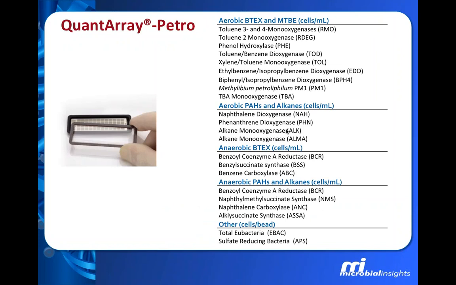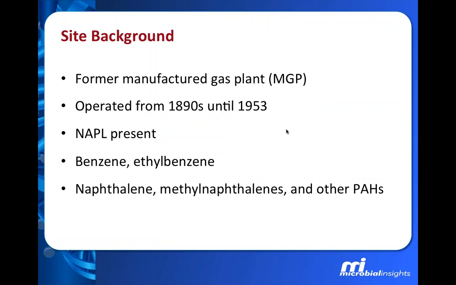Like I mentioned earlier, petroleum products are mixtures of compounds, many of which are biodegraded through multiple aerobic and anaerobic pathways. So in our opinion, QuantArray should always be a leading candidate for evaluating biodegradation at petroleum sites. QuantArray Petro includes quantification of a variety of functional genes responsible for aerobic and anaerobic biodegradation of BTEX, PAHs, and alkanes, and we're constantly improving this as new pathways are identified. It also includes quantification of MTBE utilizing PM1 and TBA monooxygenase genes. So let me give you a very quick example of this.